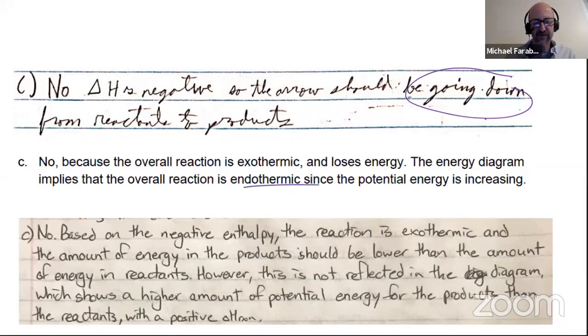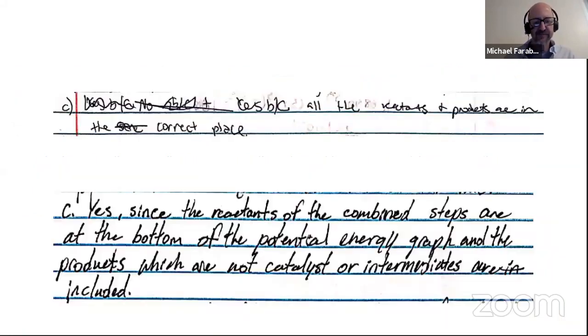Okay, these are all good answers. No, based on the negative enthalpy, the reaction is exothermic, and that's not reflected in the diagram, which shows a higher amount of potential energy for products than reactants. All right, here are some misconceptions. This person says yes, because all the reactants and products are in the correct place. This person says yes, since the reactants of the combined steps are at the bottom and the products are included. So again, these are misconceptions.